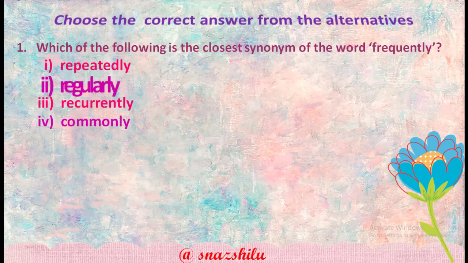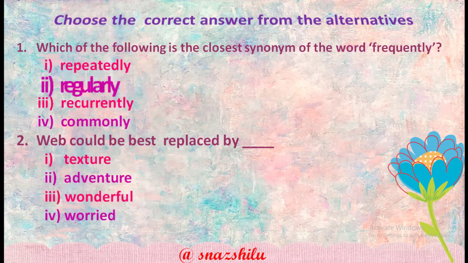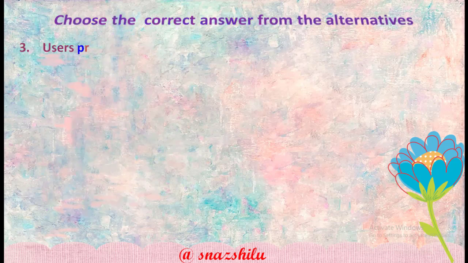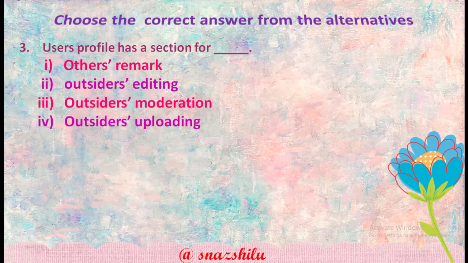I think you are. Now, number 2, web could be best replaced by, here are 4 options, texture, adventure, wonderful, and worried. And the best answer is texture. Let's go to the number 3. User's profile has a section for, and the options are others remark, outsiders editing, outsiders moderation, outsiders uploading. And the answer will be others remark.